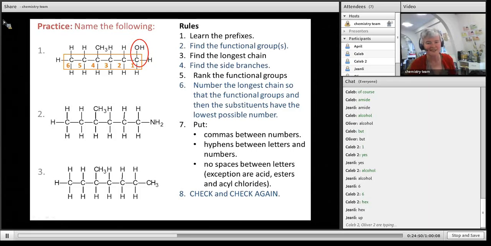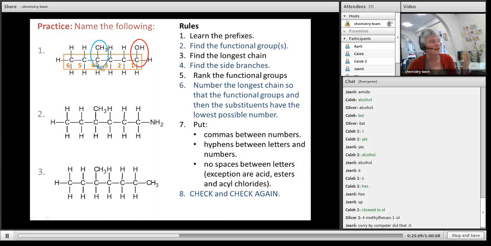Okay, yeah, because the OH always has to have the lowest number. The functional group always has to have the lowest number, so I can't start numbering from the left. Yes, it's closest to the -ol. And then the final thing is I've got to look at the side chain, and there's my side chain. So it's on the 4th carbon.